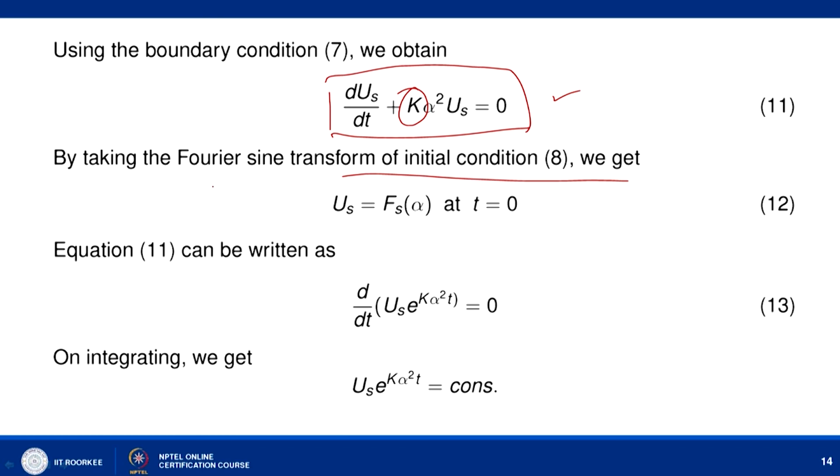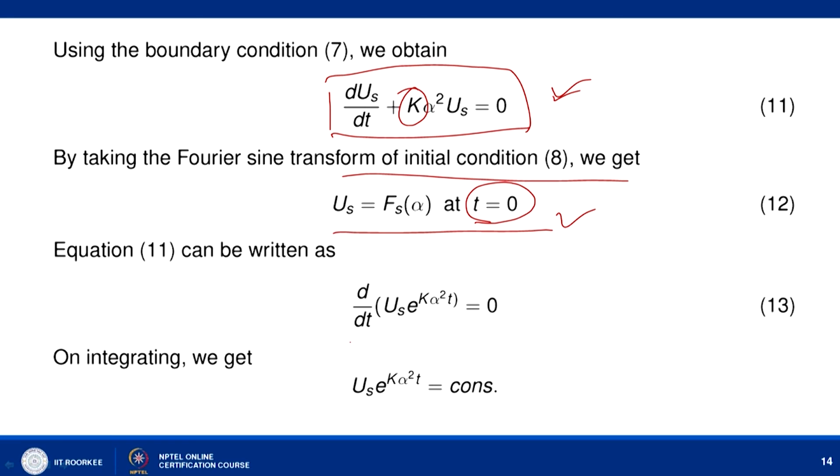Applying the Fourier sine transform to the initial condition, we can write us equal to fs(alpha) at t equal to 0. So this initial condition is given to us. We have the ordinary differential equation 11 along with the initial condition 12, that us at t equal to 0 is given as fs(alpha). Now we can solve equation number 11.